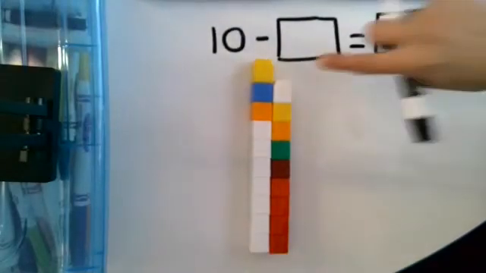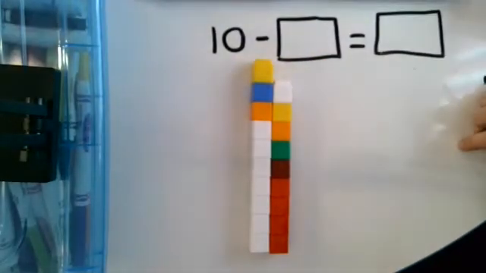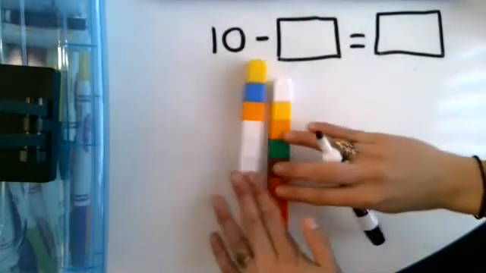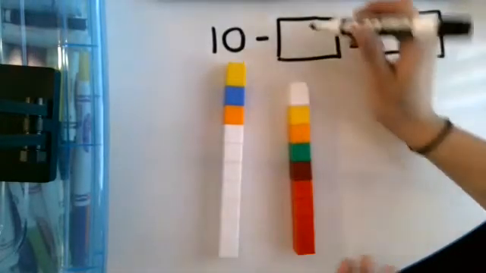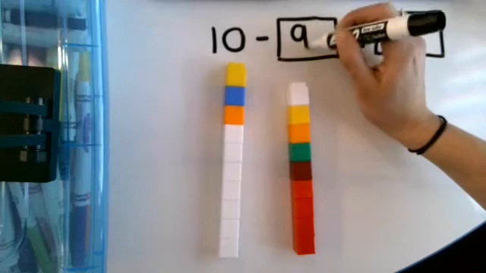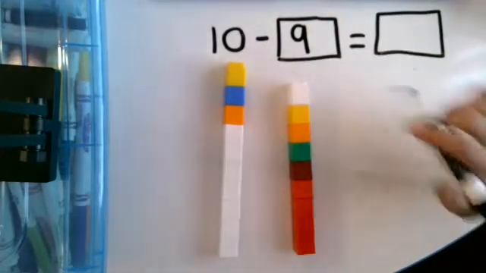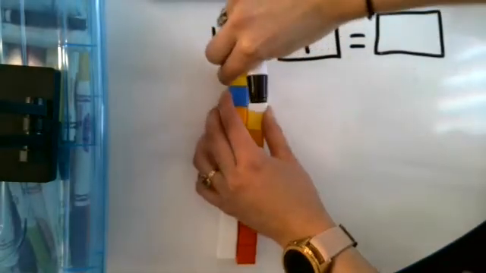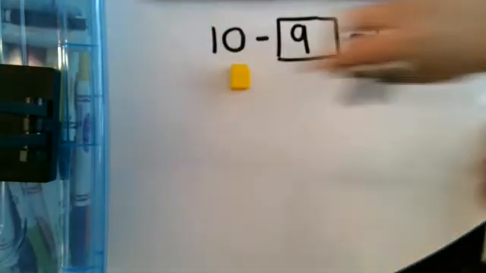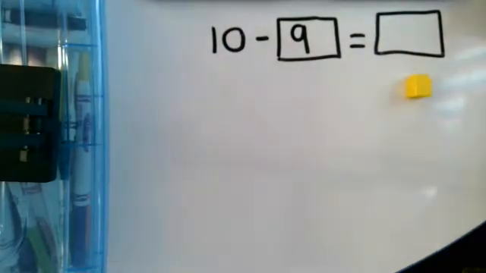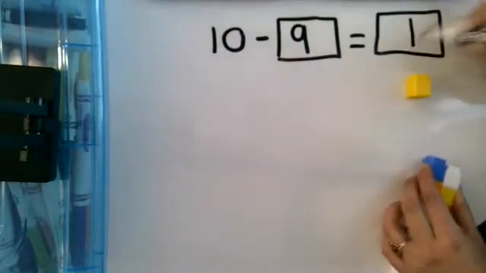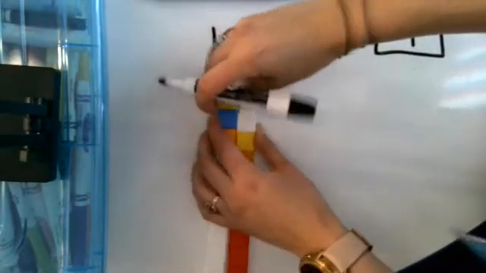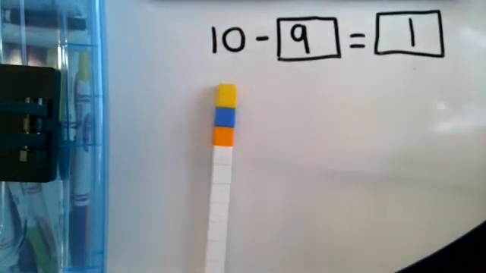So what's 1 less than 10? 9. So our equation is going to be 10 take away, or minus, 9. What's 10 minus 9? Say Stevie gets to take all of mine. How many is left? 1. So what's 10 minus 9? 1. Good job, friends. Thank you, Stevie. Head on back to your desk.